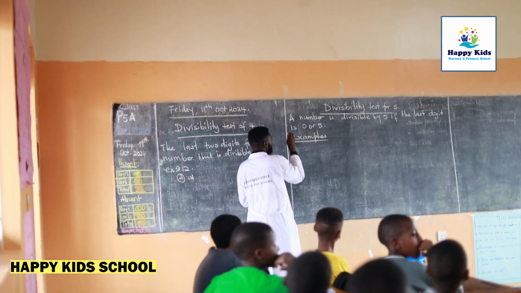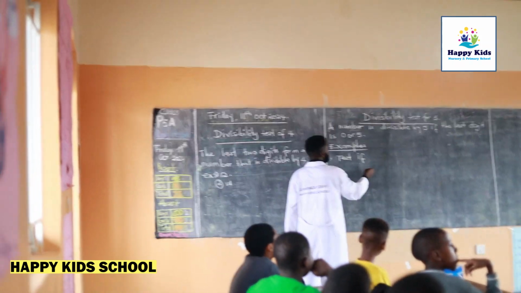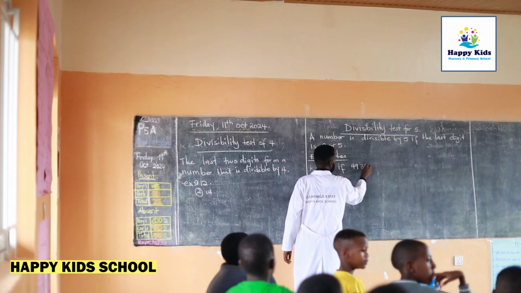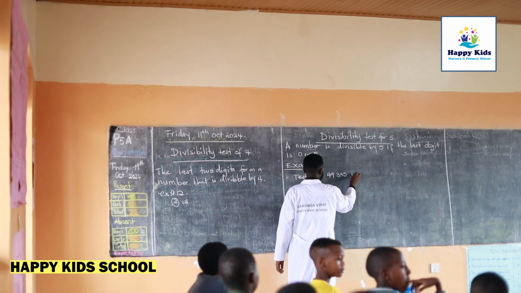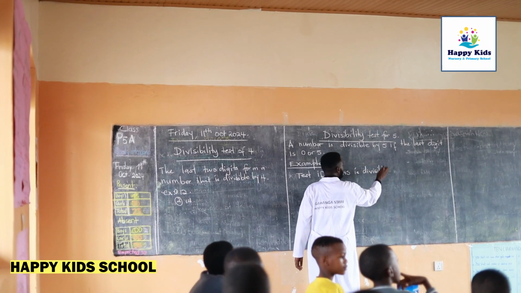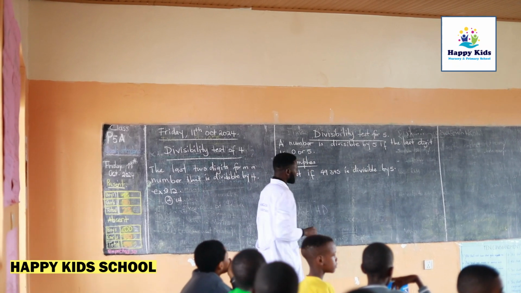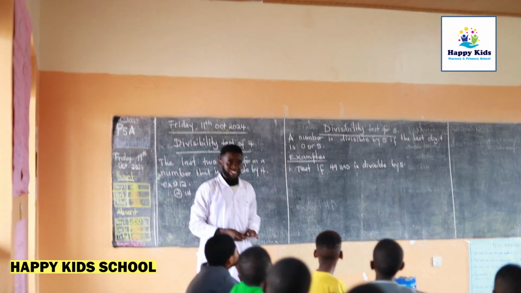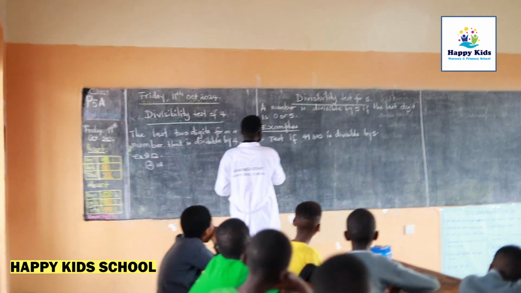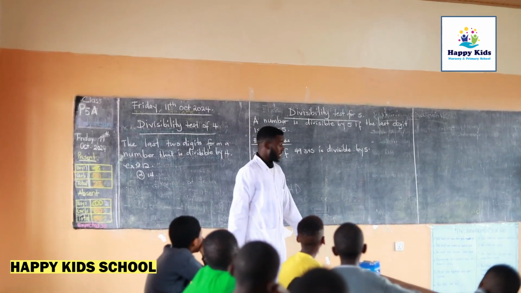They can ask you, test if 49,345 is divisible by 5. So when they ask you a question like this, test if that number is divisible by 5, let me demonstrate the steps for you on how you are going to answer this one.